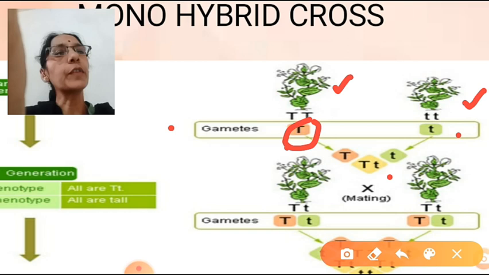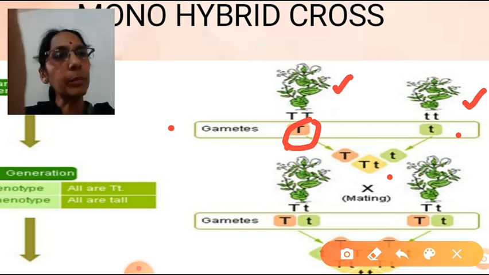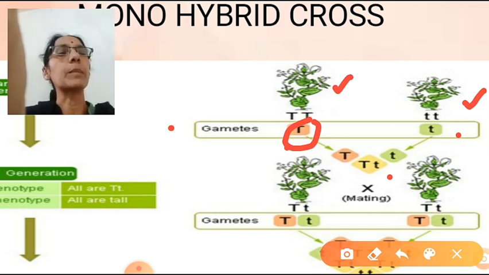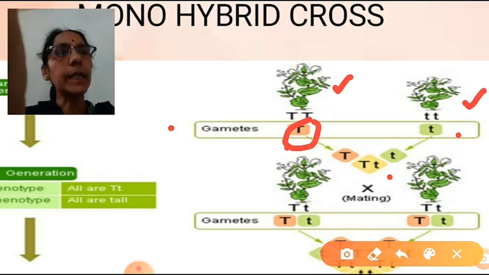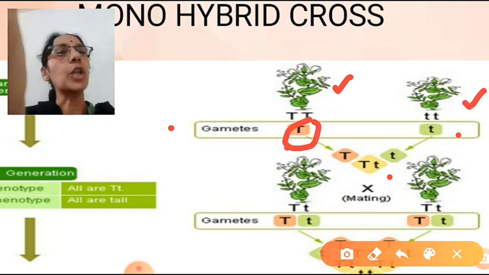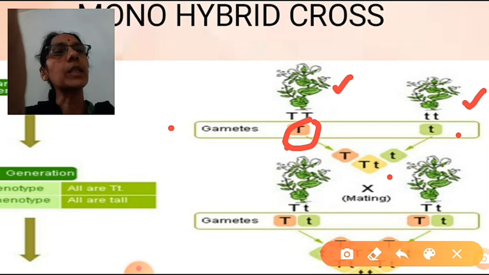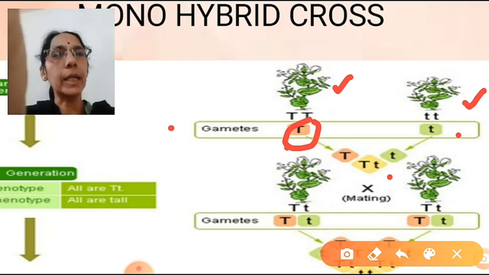So what is the phenotype? Phenotype is tall. The plant is externally tall. What is a phenotype? The external appearance of an organism. So here the F1 generation plants are tall. So the phenotype is tall. What is the genotype? It is heterozygous tall. Clear, both the alleles are not identical. So it is heterozygous tall.